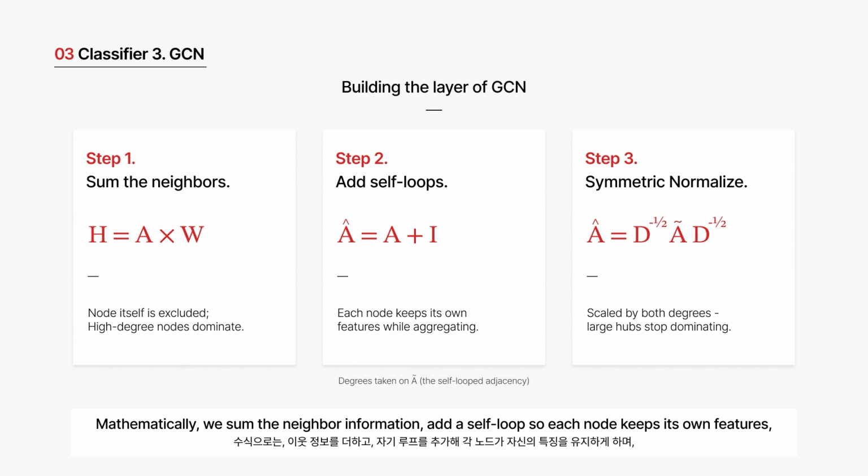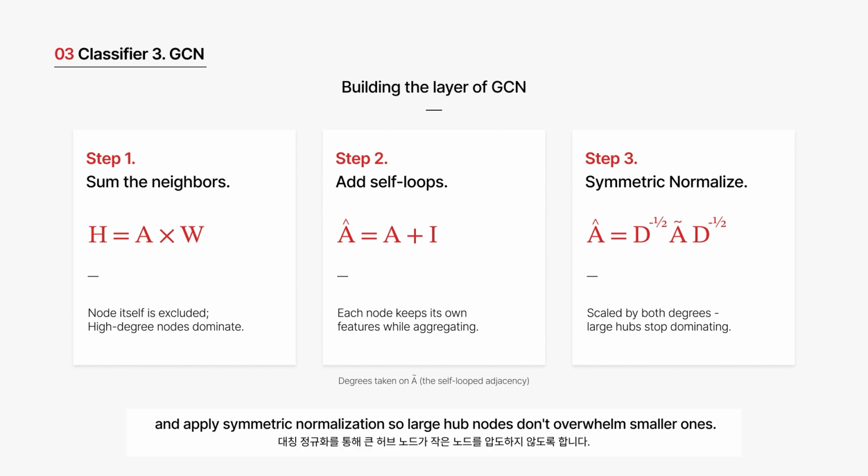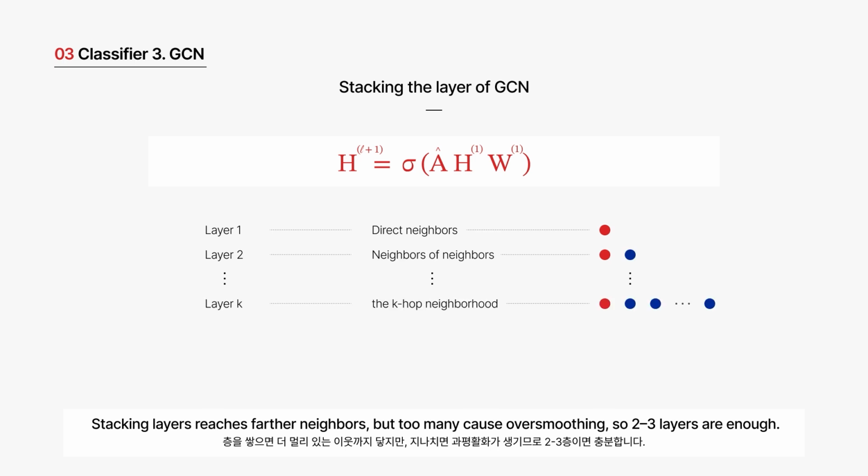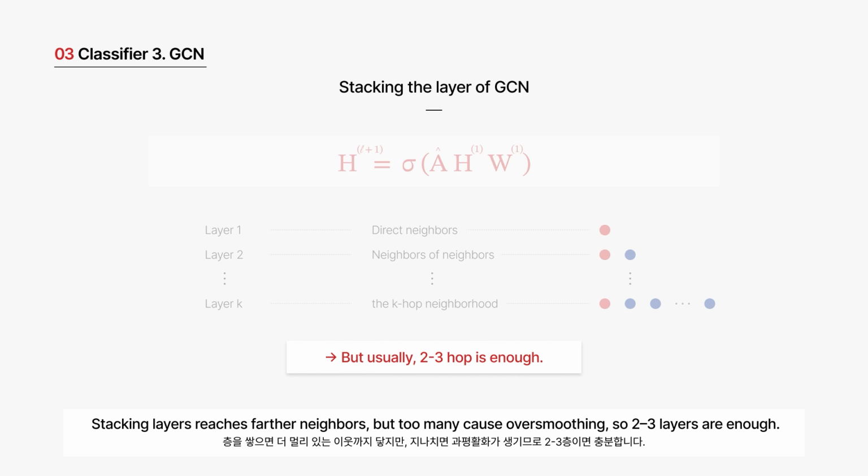Mathematically, we sum the neighbor information with a self-loop so each node keeps its own features, and apply symmetric normalization so larger-degree nodes don't overwhelm smaller ones. Stacking layers reaches further neighbors, but too many cause oversmoothing, so 2-3 layers are enough.